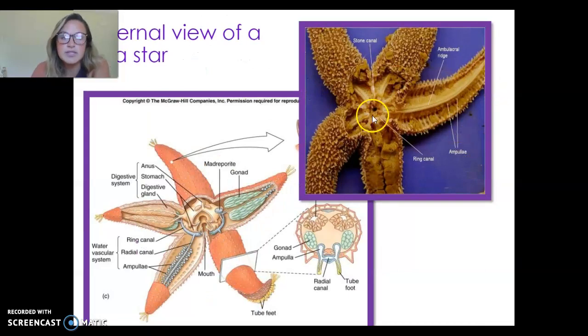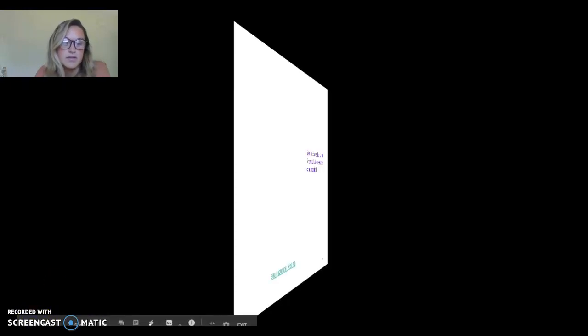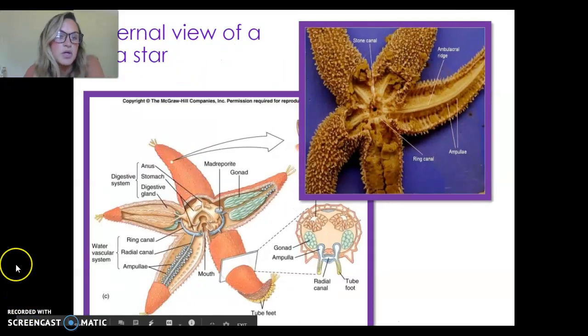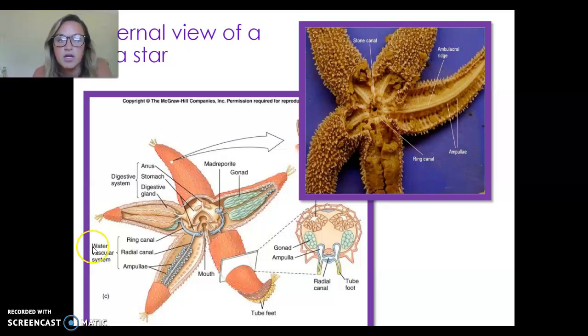All right, so if we were to dissect these, and we have not dissected sea stars in years in oceanography, skip my slides. Let me go back. All right, so the video cut out, and I do want to kind of start over here, but we have not dissected sea stars in years in oceanography.